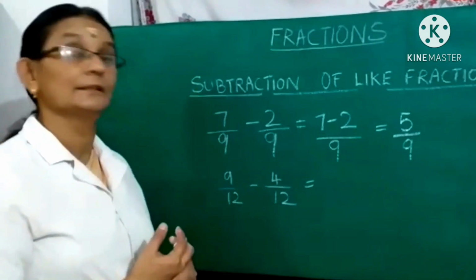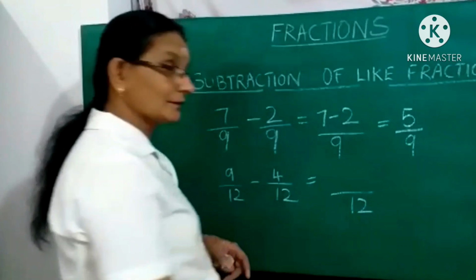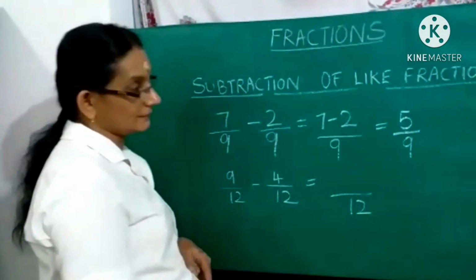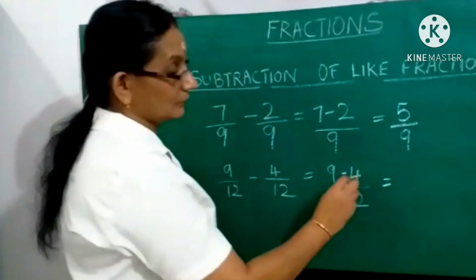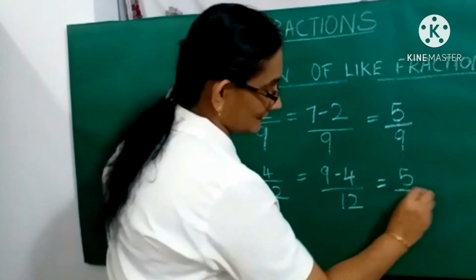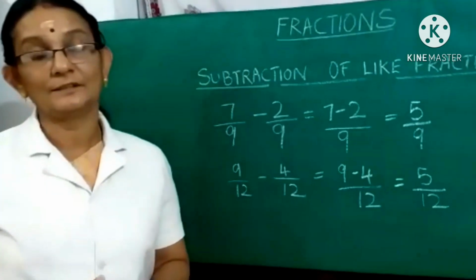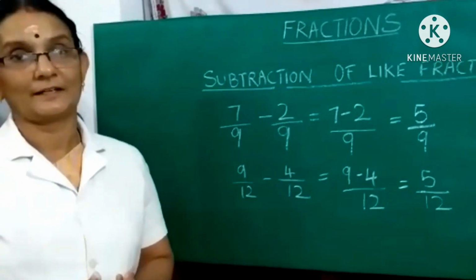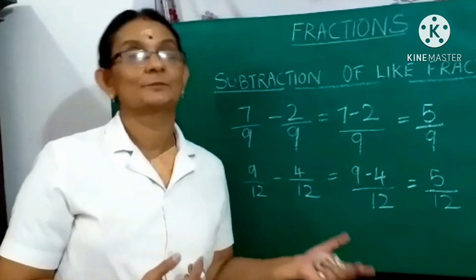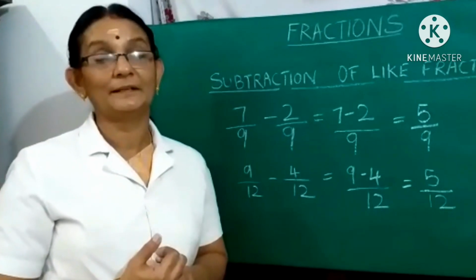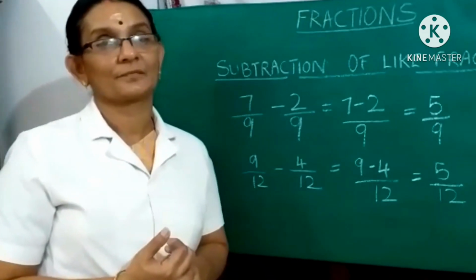You have to write the denominator as it is. So the denominator here is 12. And then subtract the numerators. 9 minus 4. So what is 9 minus 4? Yes, 5. 5 by 12 is the answer for the subtraction of like fractions. So I think it was easy, isn't it, children? So practice more problems and you will be well versed in the addition and subtraction of like fractions.